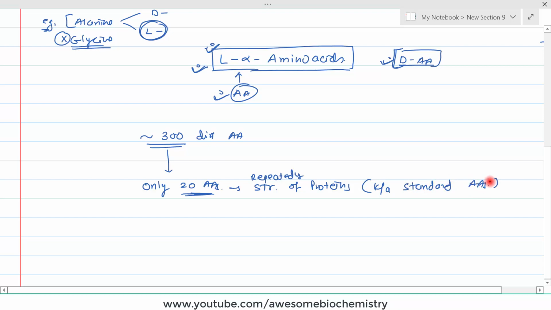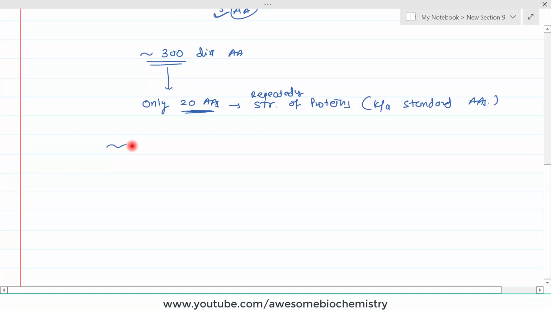Now, what is the reason behind this, that out of so many choices only 20 amino acids occur in the structure of protein? The reason is that proteins are synthesized from the message on the mRNA, and these proteins are chains of amino acids bound to each other by the peptide bond, right? So it is simply a polymer of amino acids held together by covalent peptide bonds.